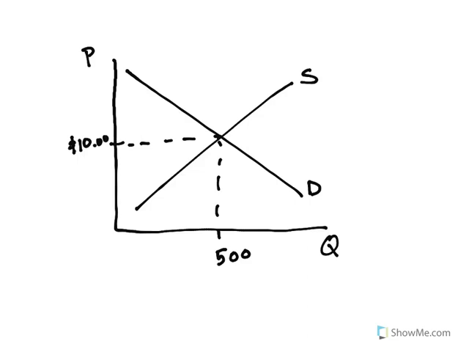Now remember, a tax on either the buyer or the seller will shift that curve to the left by the amount of the tax. So let's say we tax the buyer of the good. So let's put D tax to indicate that is our demand curve with the tax. And that kind of makes sense if you think about it. Why does it shift to the left?